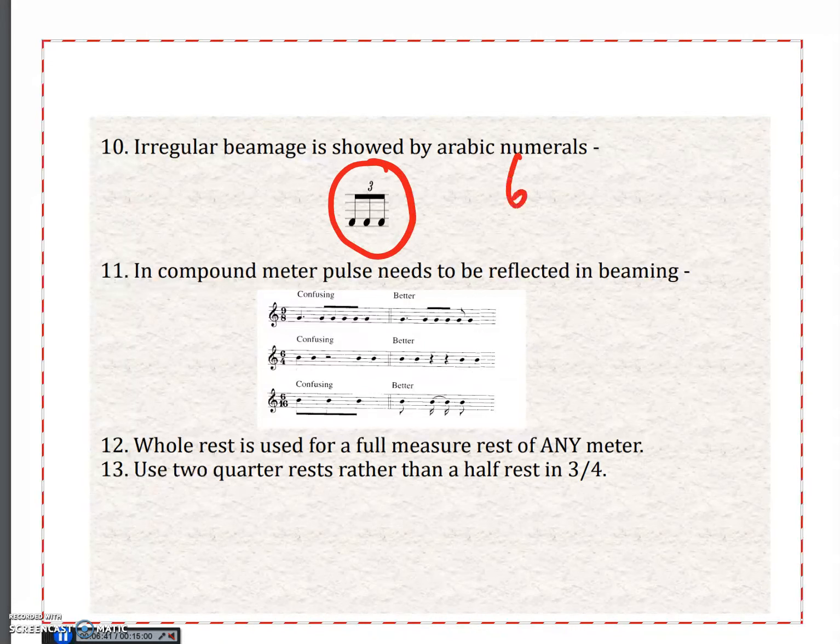Okay, if I were in 6/8 and I wanted a duple, I would go like this and I put a 2 on top. Otherwise, if I had this, you might be looking for the third 8th note as a rest.